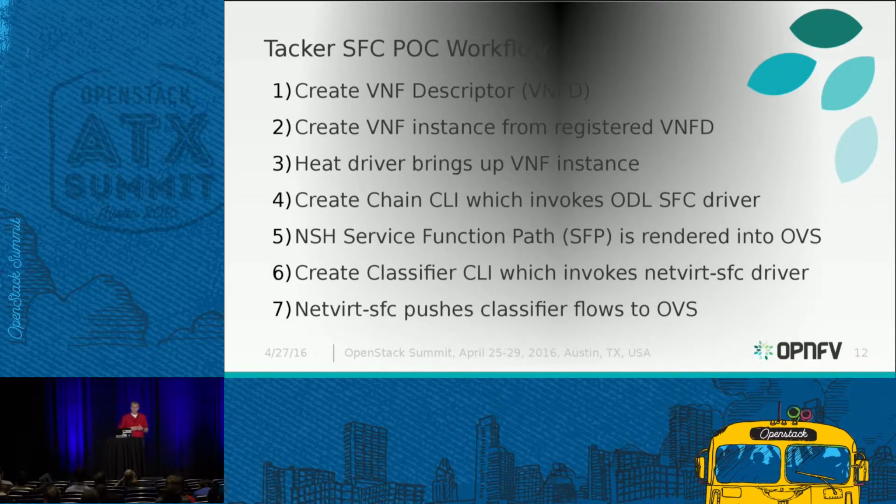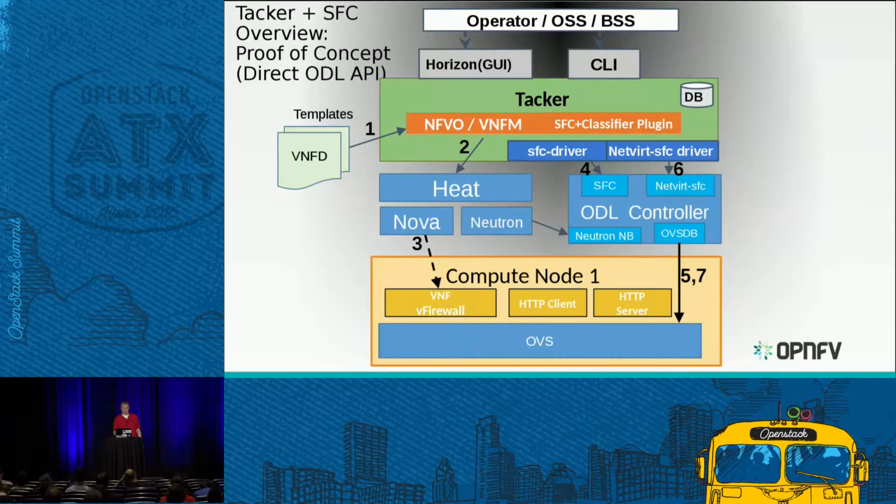So you'll be able to see OpenDaylight after we create the rendered service path, it will give us back that ID. Step 6 is then we create a classifier using CLI, and so that talks to a different NetVirt SFC driver, which then will talk to NetVirt SFC and say, create this classifier, and the classifier is really an access list that says, match on this different tenant traffic and put it onto this RSP, or this rendered service path. That also pushes the classifier flows into OVS so that our traffic can actually match on that and get punted up to the service function chain.